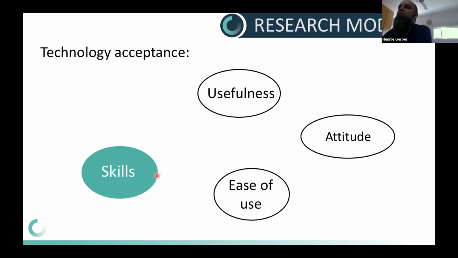So all of these are the constructs or concepts that you measure, and it's measured with Likert statements. In this case, ease of use influencing usefulness, usefulness influencing attitude, and ease of use influencing attitude. And bringing in a new variable or a new construct called skills. If you bring in skills and you look at the influence of skills on ease of use, what will happen?